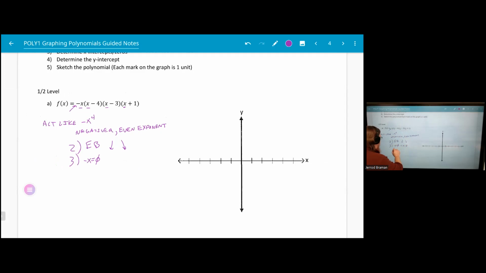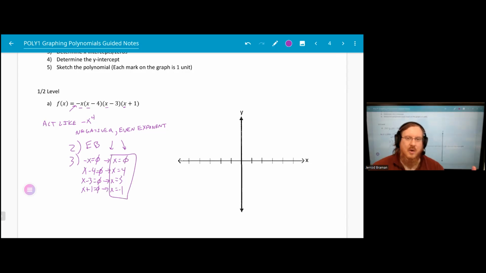I've got x minus 4 equals 0, which means x equals 4. I've got x minus 3 equals 0, which means x equals 3. And I've got x plus 1 equals 0, which means x equals negative 1. These are my 4. You could have also listed them out as we get through these. On the next one, I'll go a little shorter with the descriptions, but I'm going to graph these.